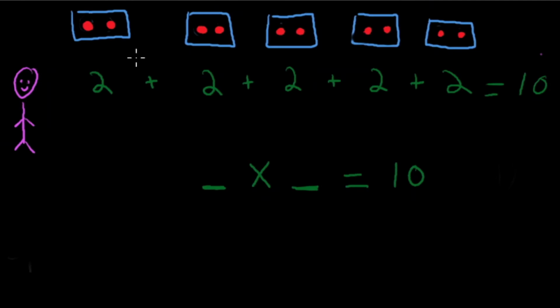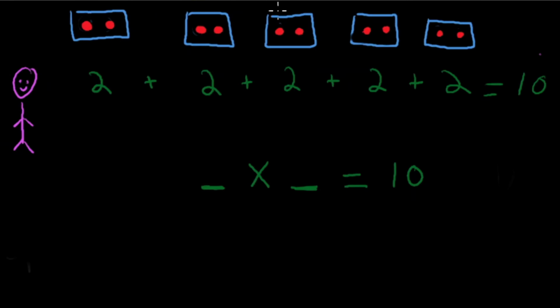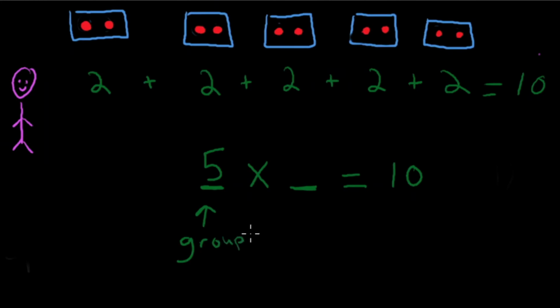Let's take a look at our picture here and see if this can help us any. How many groups did y'all say there were before? How many groups were there? 1, 2, 3, 4, 5. There were 5 groups. I'm going to write that underneath here. 5 groups.